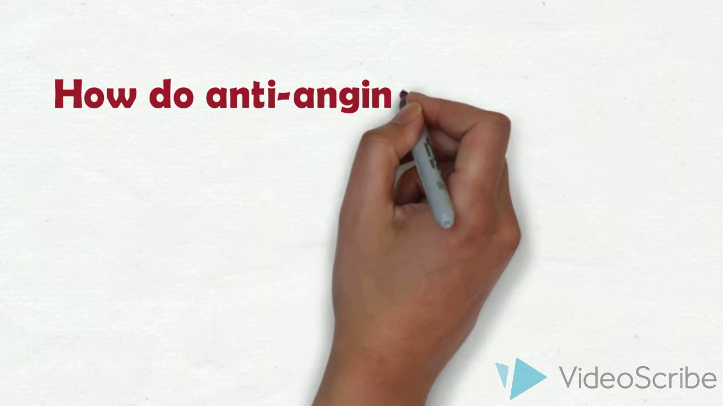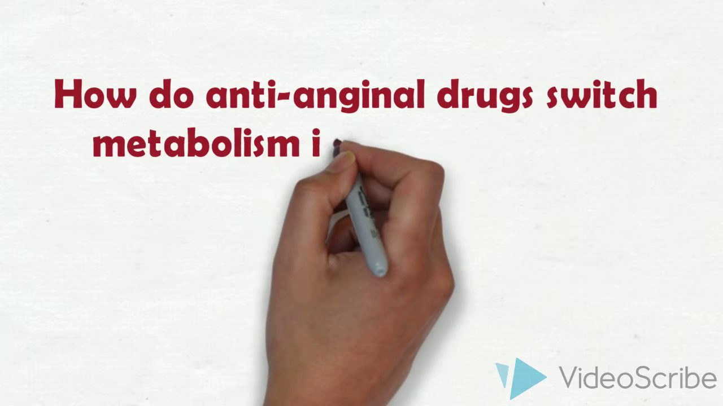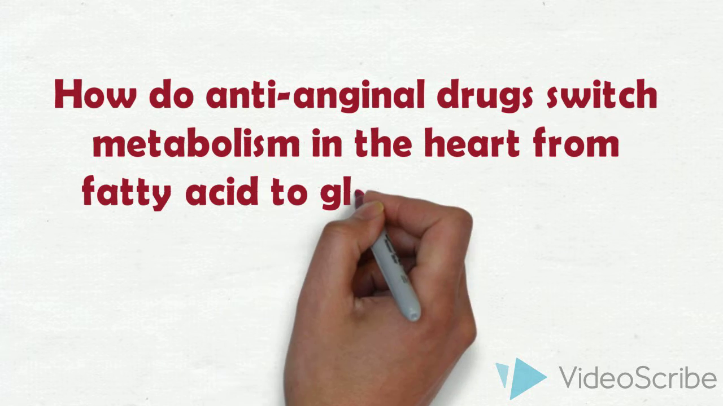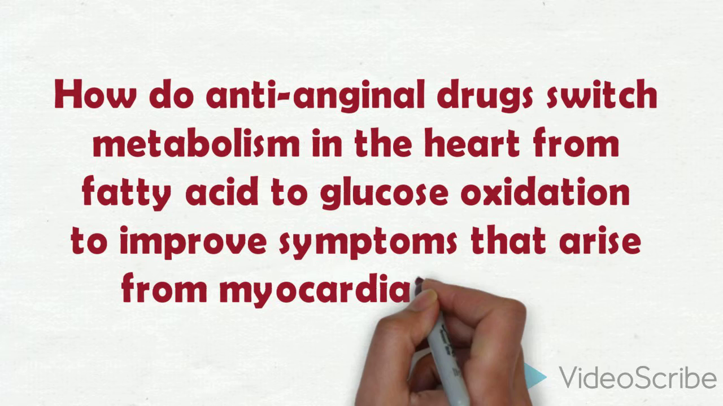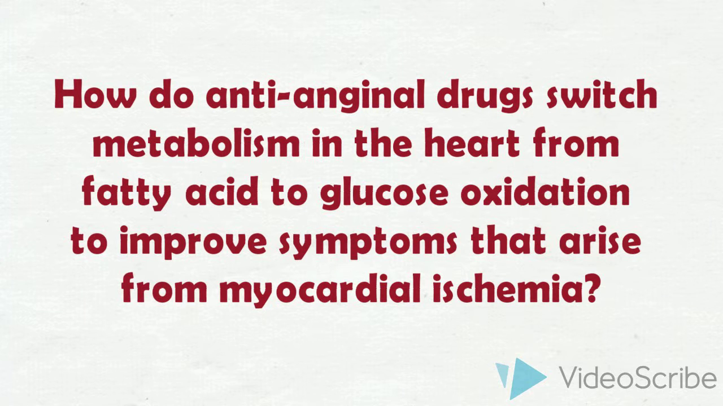This website aims to answer the question, how do anti-anginal drugs switch metabolism in the heart from fatty acid to glucose oxidation to improve symptoms that arise from myocardial ischemia? To begin, we will first talk about the differences in fatty acid and glucose metabolism in the heart.